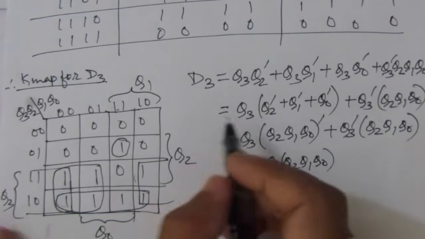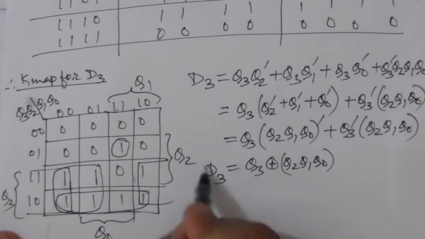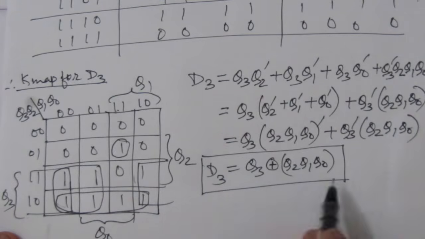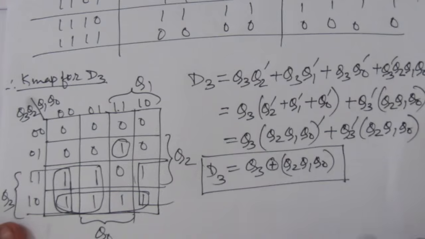So we have got the expression for d3. So d3 is this one. That means the input of this fourth flip-flop, that is d3, that will have the most significant bit. This equation will represent that input. Okay, now let us make the K-map for d2.